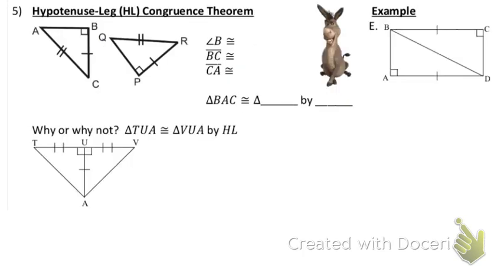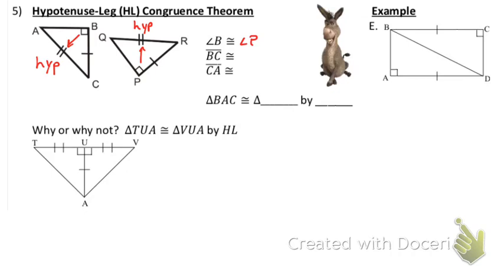Okay guys, our last shortcut is the hypotenuse leg congruence theorem. The thing we have to understand is our hypotenuse is always the side across from the 90. So this would be our hypotenuse here, and this would be my hypotenuse here. So with hypotenuse leg congruence, you have to have a right triangle, and you have to have certain parts. For example, in this case, we know that angle B and angle P are right angles, and they are congruent.